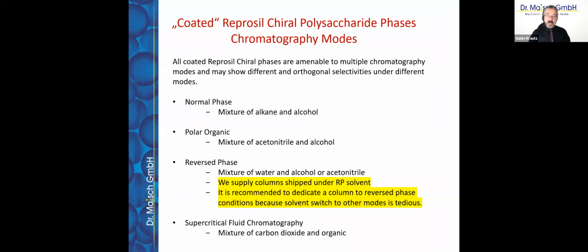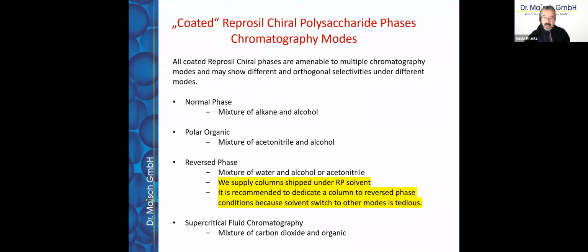So as I mentioned before, chiral stationary phases and the polysaccharide phases can be used in different modes. So even the coated phases can be used in normal phase, polar organic, reverse phase, and supercritical fluid chromatography. So in normal phase, you use mixtures of alkanes with alcohols. In the polar organic mode, you use mixtures of acetonitrile or alcohol or neat solvent. And in reverse phase, mixtures of water with an alcohol or acetonitrile.